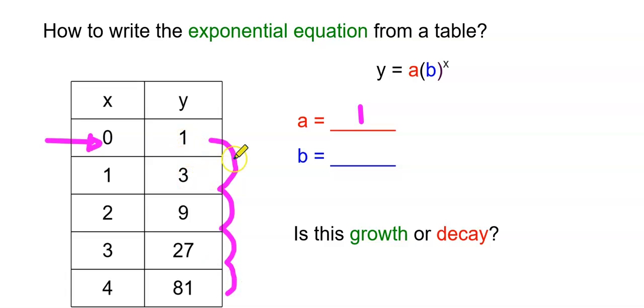So to get from 1 to 3, we multiply by 3. We need to confirm each time to make sure the pattern is consistent. So 3 times 3 is 9. 9 times 3 is 27, and 27 times 3 is 81. So our growth factor then is 3. Again, since b is greater than 1, this is an exponential growth.